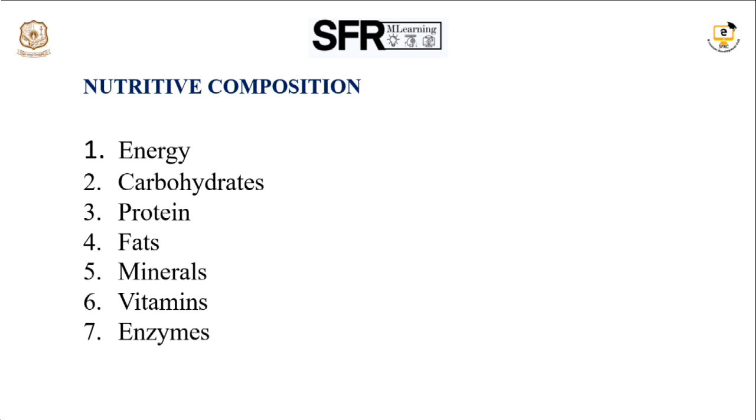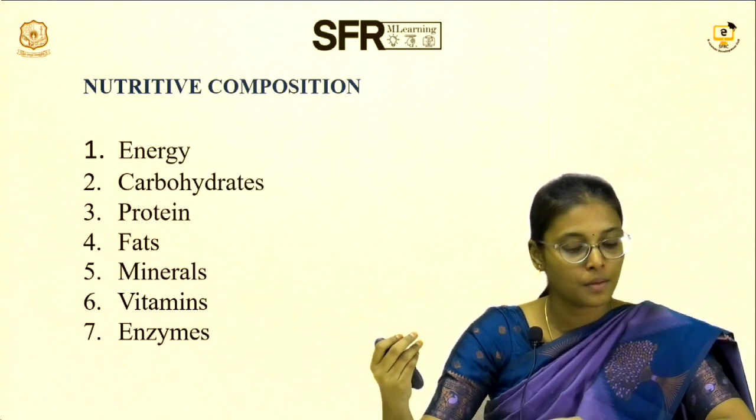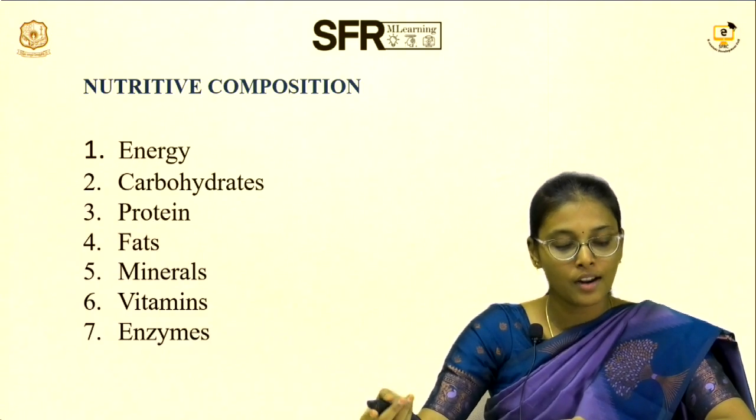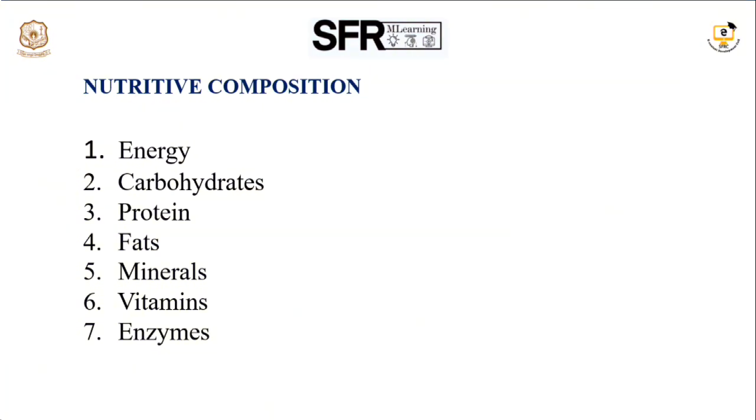Next one is the carbohydrate. 80% of the dry matter in cereals is carbohydrate. We can divide the carbohydrate into two: one is the crude fiber and the second is the soluble carbohydrate. Crude fiber is present in the bran layer in the form of cellulose, hemicellulose and pentosans. Then the soluble carbohydrate is present, which we call the starch, an important part present in the cereals.